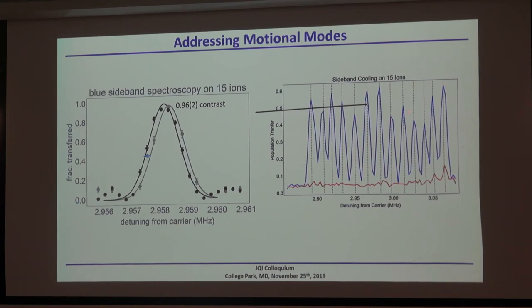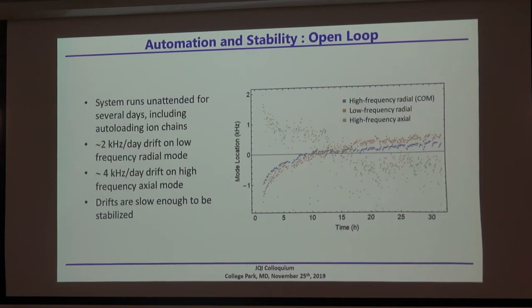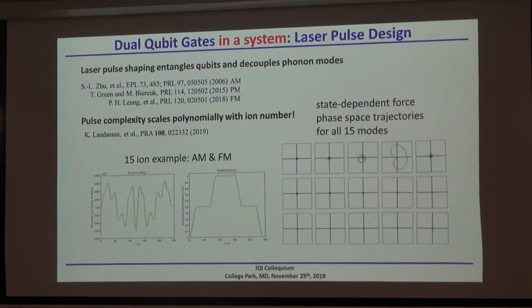We can address particular modes by tuning our laser detunings of the Raman process to a specific value. As an example, here is a manipulation of motion using blue sideband spectroscopy on one of these modes. We obtain very good stability of these modes over a period of days, and we can match it very well to a voltage model of the trap. Now, of course, in order to perform two-qubit gates on this system, we apply shaped pulses to the ions. So far, we have used amplitude-modulated pulses, which ensure that the phase space trajectories of all the modes close at the end of the pulse.